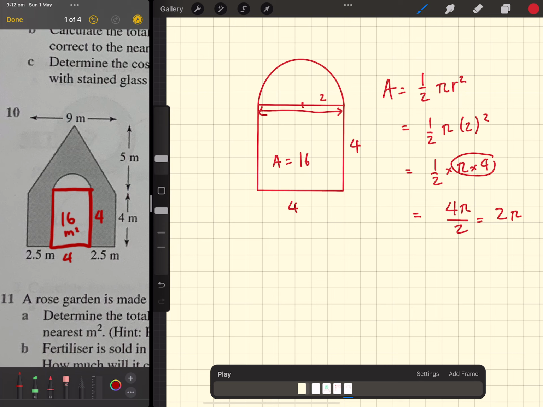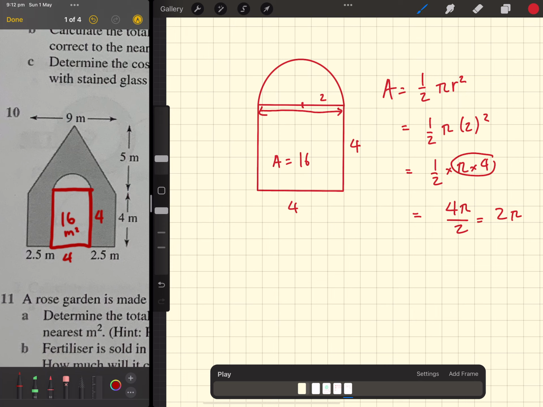So that means the total area of this whole part that's been cut out is going to equal 16, because you have 16 here, and you have the area of the semicircle, which is 2 pi. So the total area of the cutout piece is equal to 16 plus 2 pi. And on your calculator, you're going to get, let me see what it is, 16 plus 2 pi, and that's going to equal 22.28. Let's leave it at that for now. This will be meters squared.